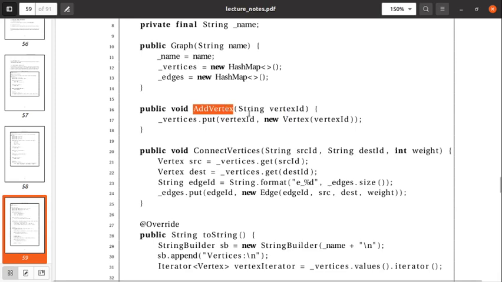So we create the vertex. In this method, it takes the name, the vertex name, or the vertex ID in this case, and then it creates the instance. It places it in the hash map, and the key, the lookup key, is that name, that vertex name, or the vertex ID. So it puts it in there, and that's it. It doesn't return anything. It returns void.